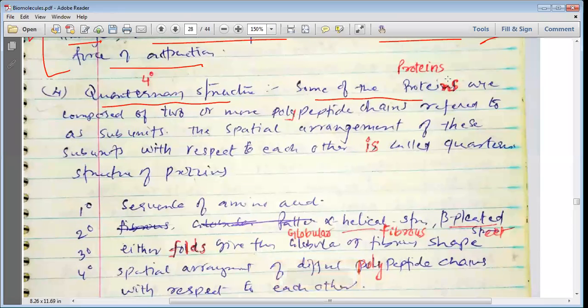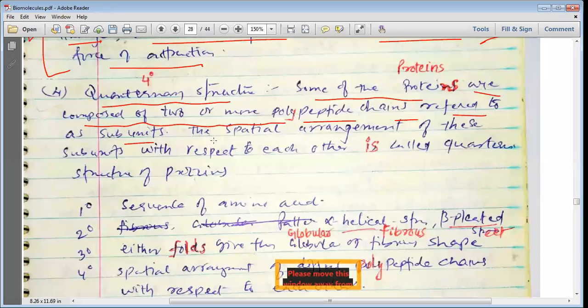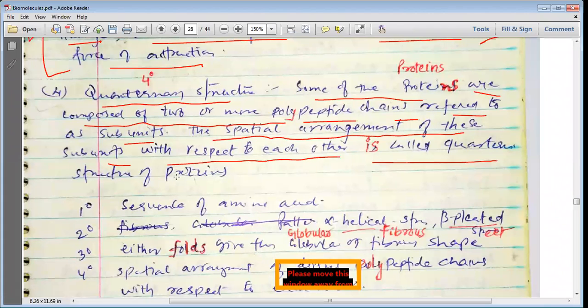Some of the proteins are composed of two or more polypeptide chains referred to as the subunits. The spatial arrangement of these subunits with respect to each other is called quaternary structure. Please remember, some of the proteins are composed of two or more polypeptide chains referred to as subunits.